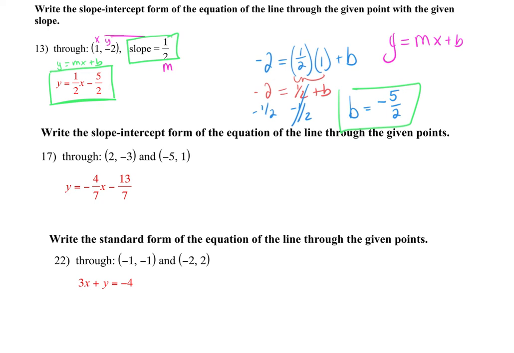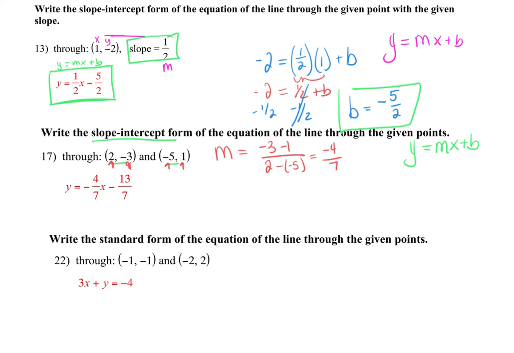The next set of questions is again asking for slope-intercept form. So again, they're asking for y equals mx plus b. But they have not given you your slope. So you do have to solve for slope using your slope equation. So you're going to subtract your y's. That's negative 3 minus 1 over your x's. That's 2 minus a negative 5. On the top, you're going to get negative 4. On the bottom, you're going to get 7.